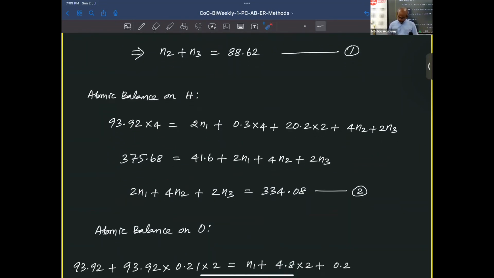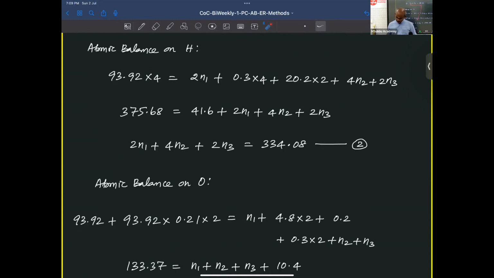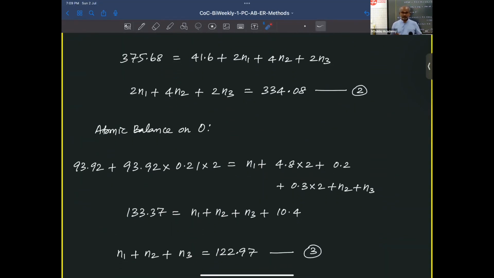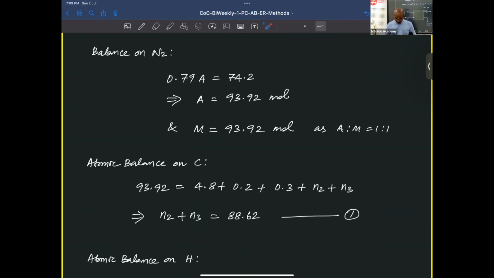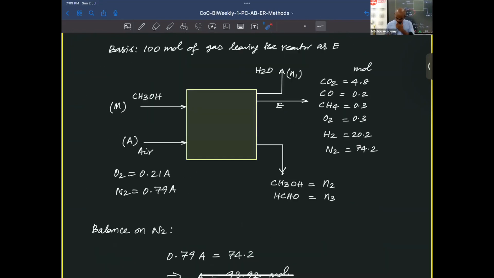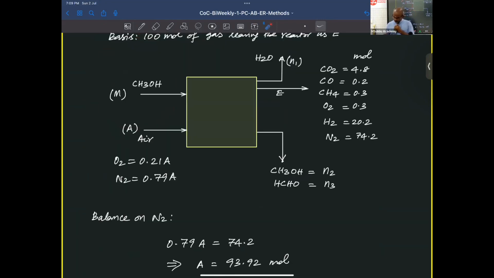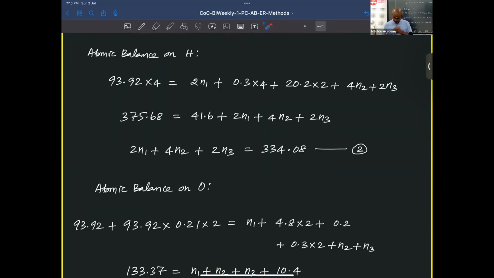Maybe we can make use of these equations and still reduce this one. But before that, let us also write the atomic balance on O. So how much O is entering? Already we know the O of this air, and O here is also known. So O in the inlet is known, and O in the outlet. This is O here, and there is O here. As with the previous one, also write the balance on O.